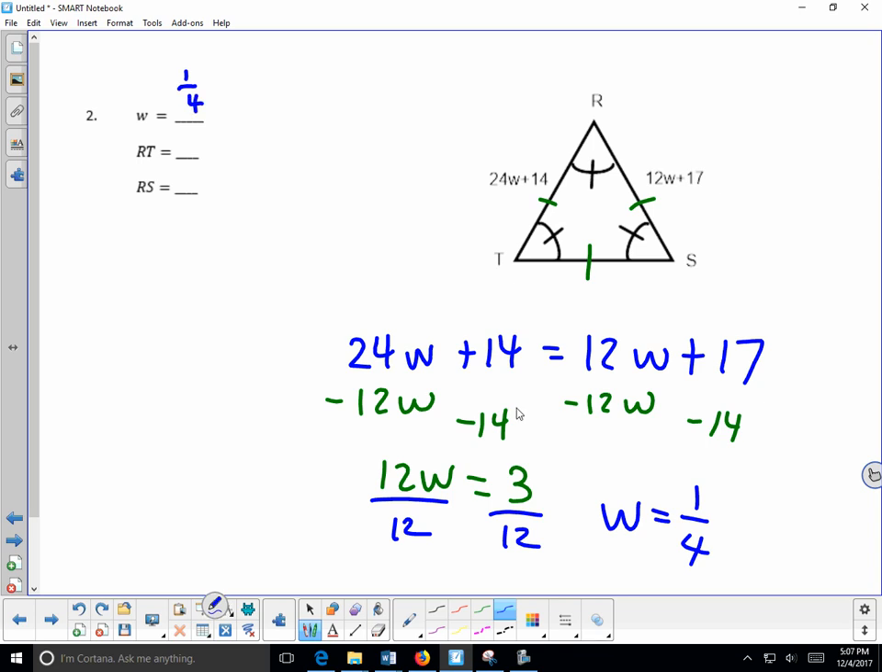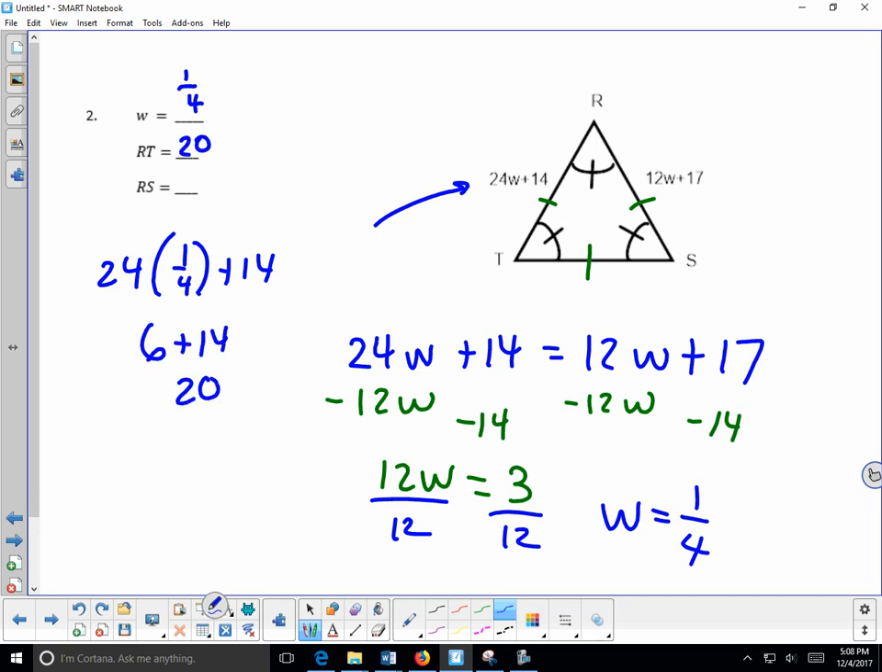So now to find our t, we're going to plug in 1/4 for our w. So 24 times 1/4 plus 14, we get 24 times 1/4 is 6. 6 plus 14 gives us 20 for the length of our t. And then if I plug in 1/4 here, I get 12 times 1/4 plus 17. That's going to be 3 plus 17, which is also equal to 20.